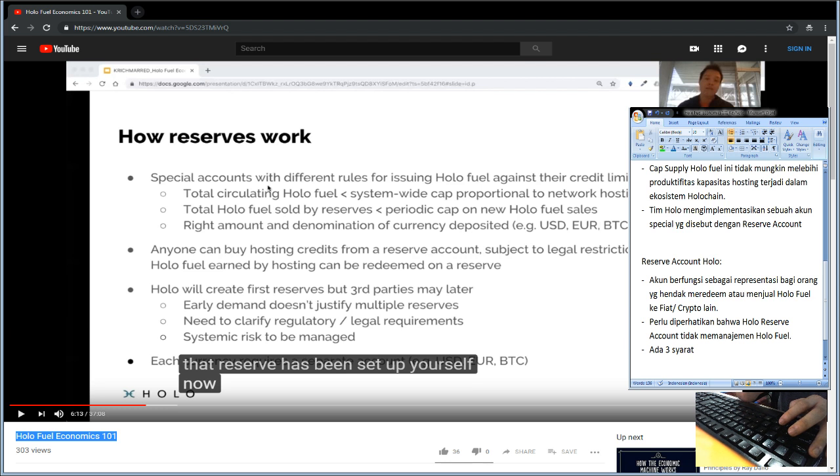Special account with different rules. Ada peraturan lah, ada total sekarang Holo Fuel must be bla bla bla. Ngomong apa sih ini? Aku nggak tahu gimana cara translate lah. Total Holo Fuel sold by reserve. Come on Matthew, I need Matthew to explain this thing. Dia kayak bahasa buku. Lah. Buang, nggak usah kita input ini.